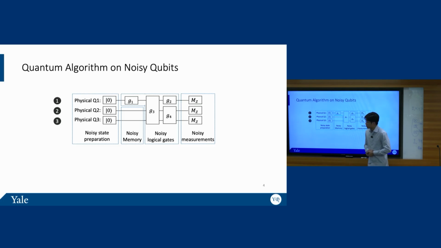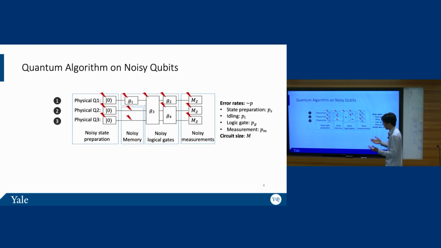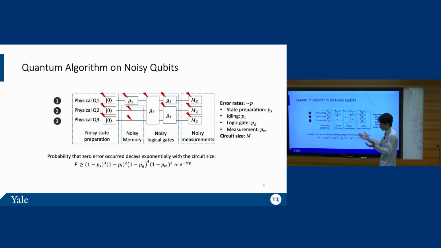there are so many places an error can occur, and they all happen, for example, randomly or probabilistically. Let's say an error could happen at the rate parameter p, and if you look at all the possible locations where an error can occur, suppose the quantum circuit has size m, then the probability that none of the errors occurred in the circuit decays exponentially with the size of the circuit.